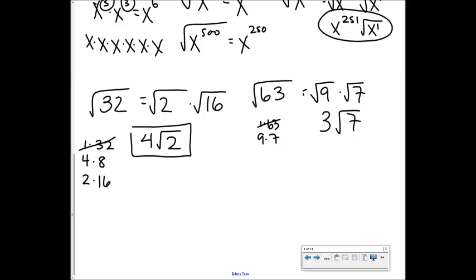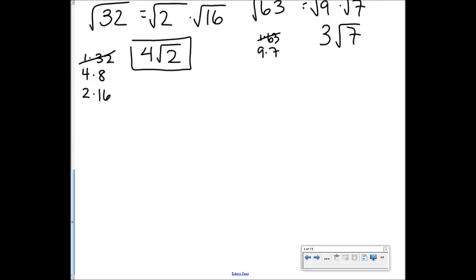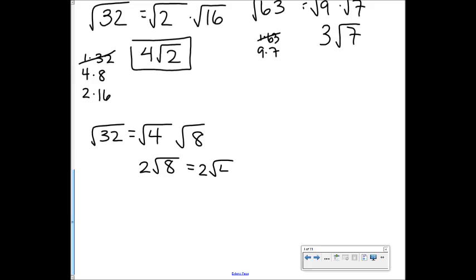Yes. I'm going to show you how. So I would take 32, and I would break it down to square root of 4, square root of 8, and I would have said 2 root 8. But then I would have had to realize that, well, I can break that down more to square root of 4, square root of 2, because what's 4 times 2? 8. So then I would say 2 times 2 root 2, which gives me 4 root 2, which is the right answer.